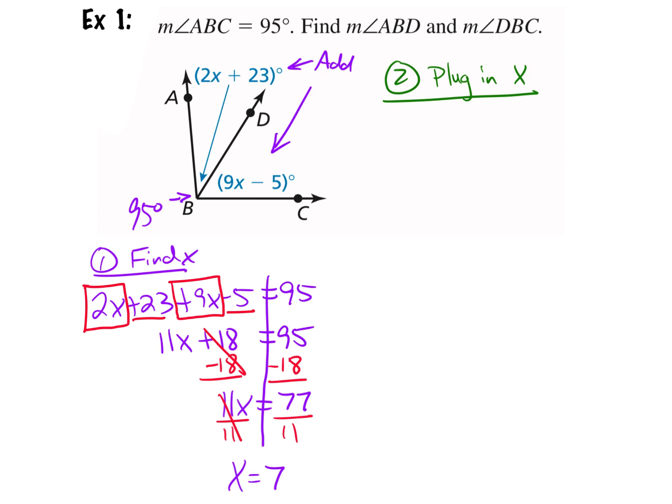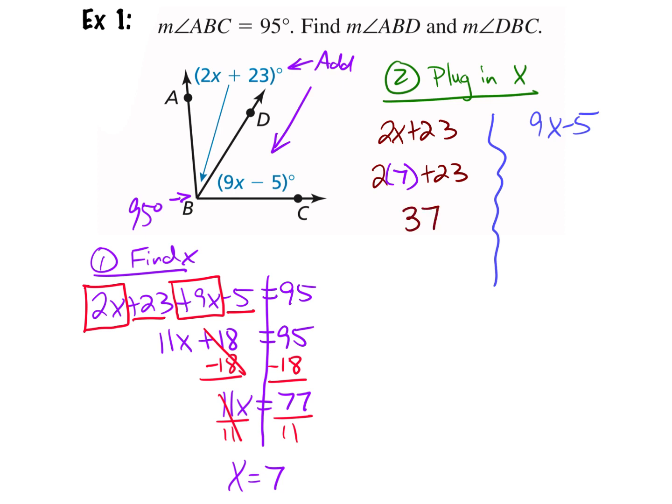I'm going to do the first, 2x plus 23, and the other one is 9x minus 5. So it's going to be 2 times what? What am I plugging in for x? 7. Plus 23. And what does that give you? 14. And then add the 23. 37. 37 degrees.